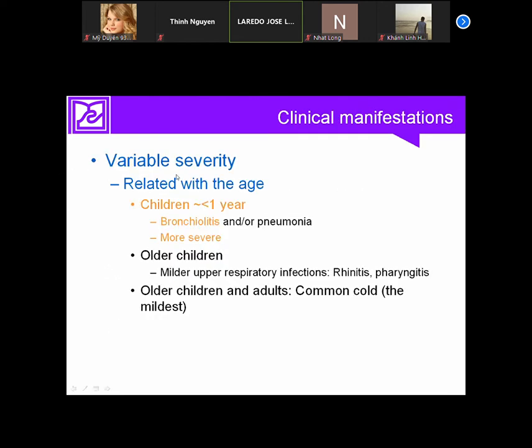So this is a very important pathogen in infants. So in children younger than 1 year, the most common disease that they cause is bronchiolitis. And in these children younger than 1 year, bronchiolitis is more severe. The virus can infect older children or even adults, but in older children or adults, the disease is mild. However, in infants younger than 1 year, the disease is more severe.